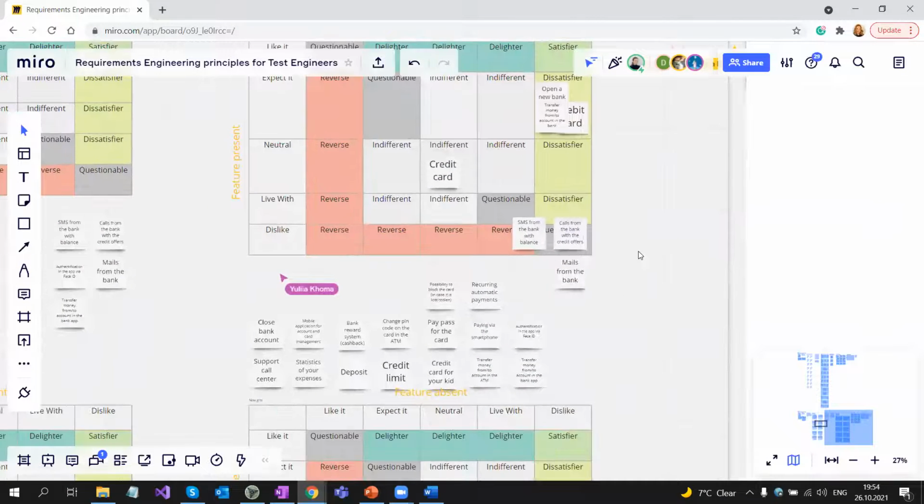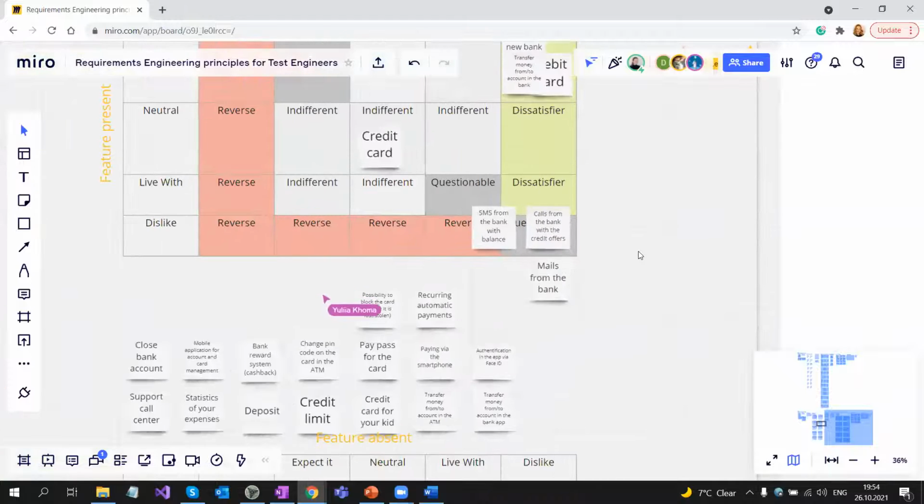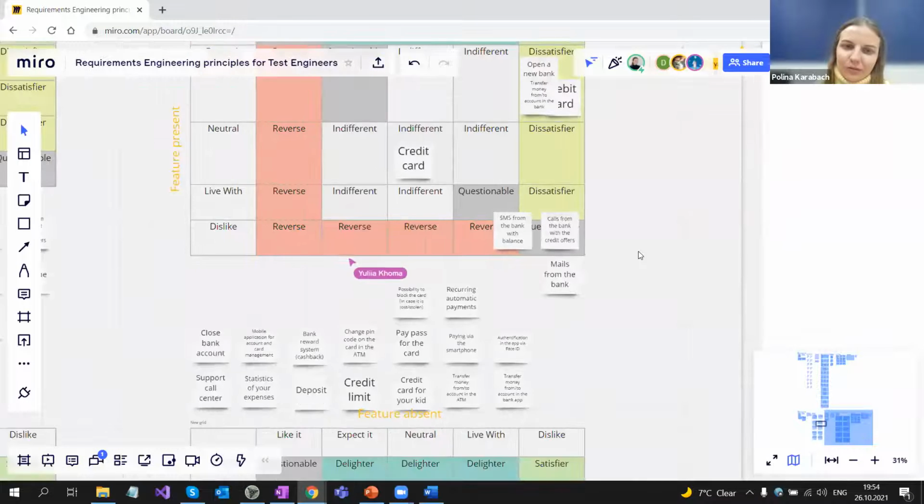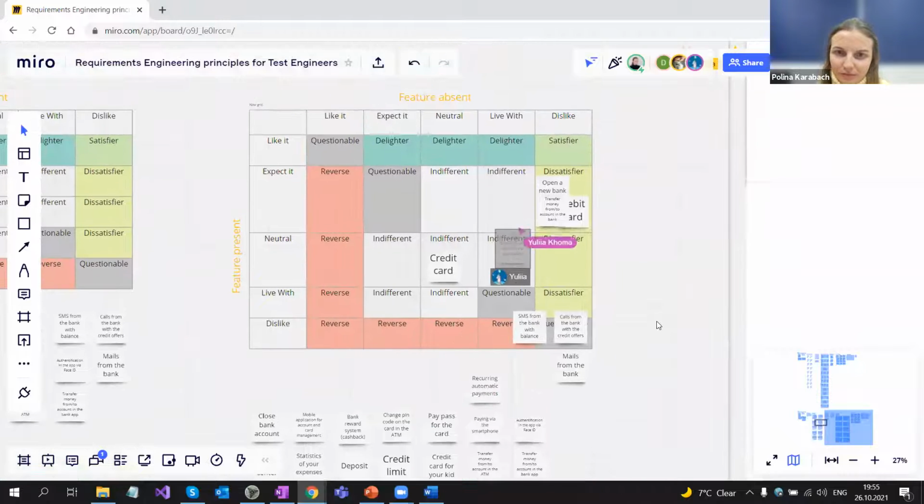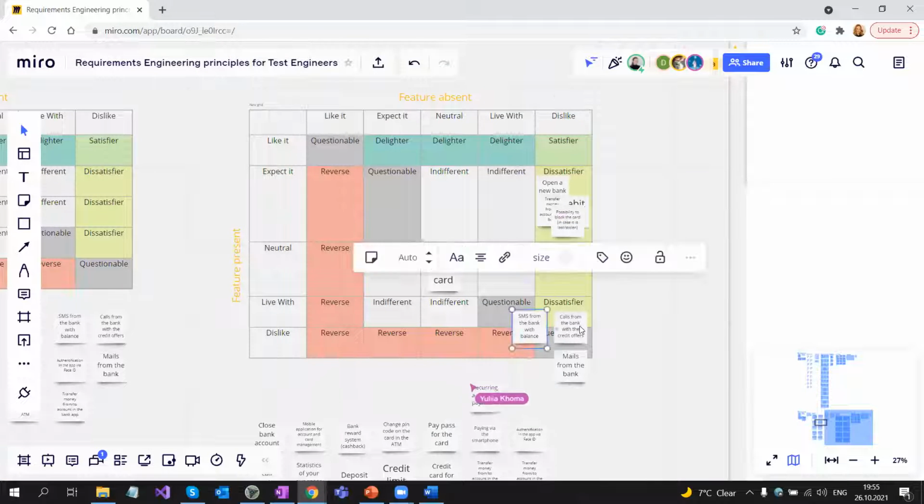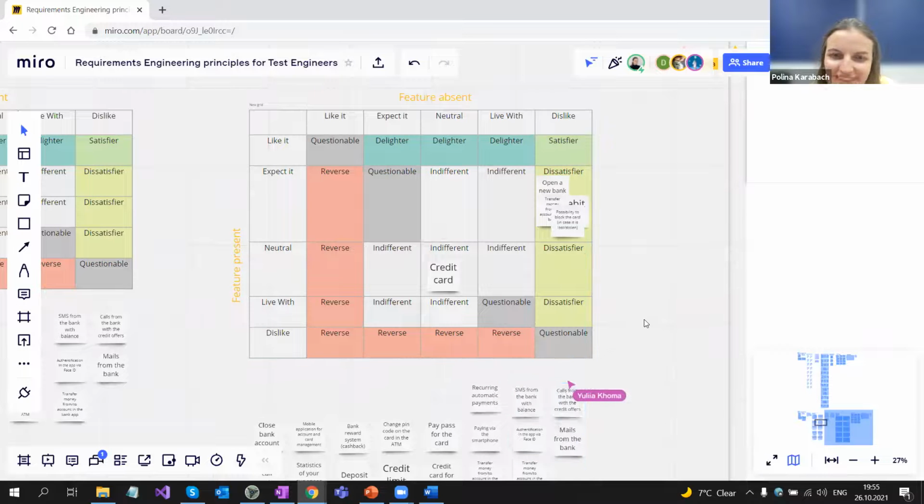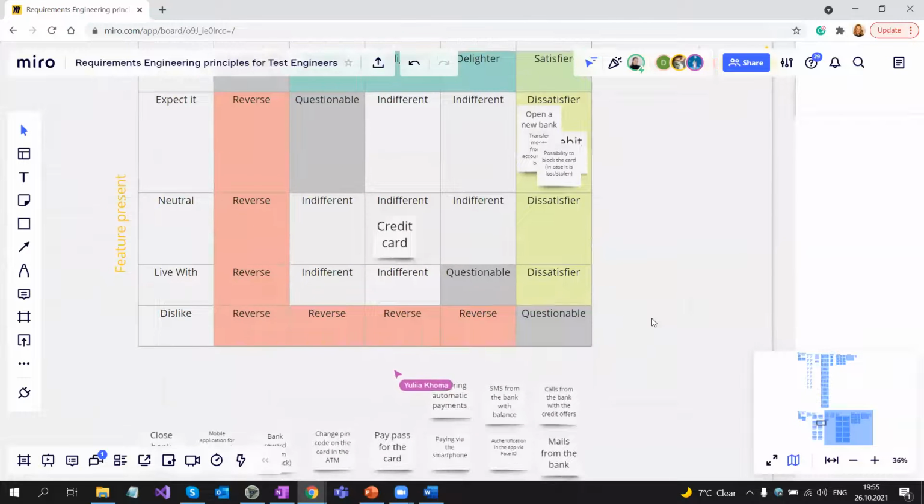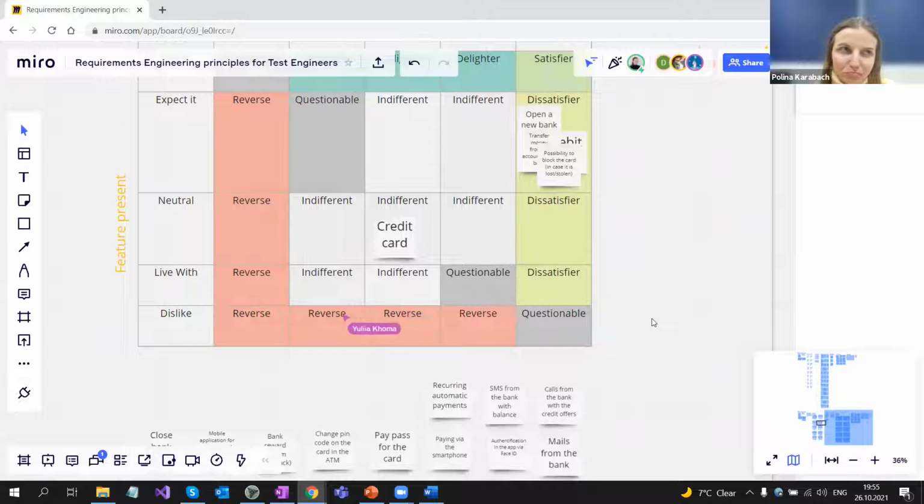And about the possibility to block the card in case it's lost or stolen? I expect it, and I would dislike it if it's not there. Somebody could go with all of my money. And recurring automatic payments, is it important for you? I'm neutral if it's not there, and I would probably like it if it's there, but I'm not sure if I will use it.